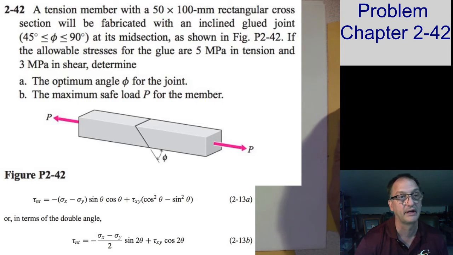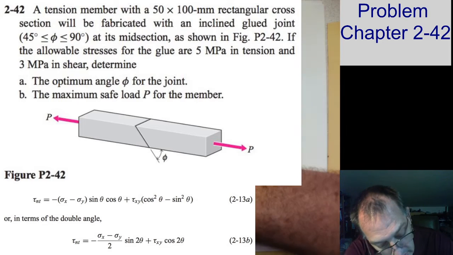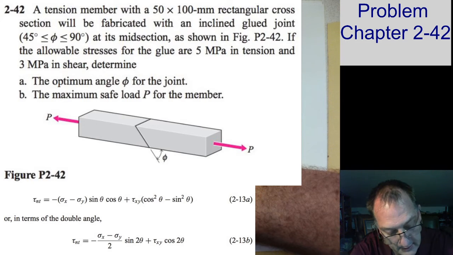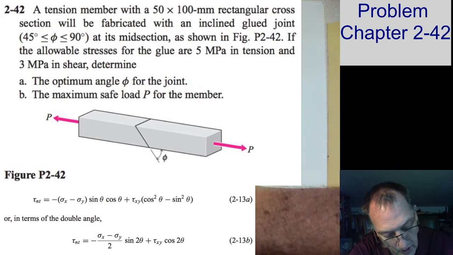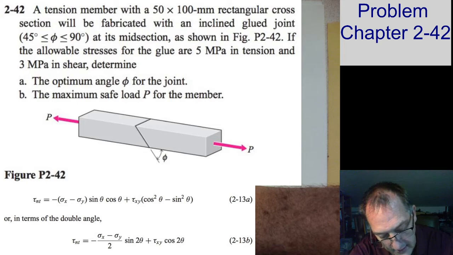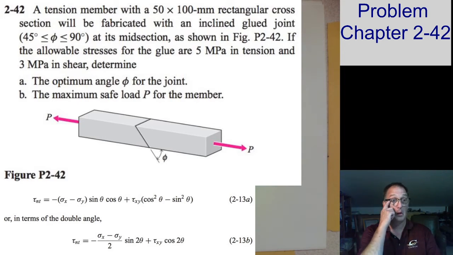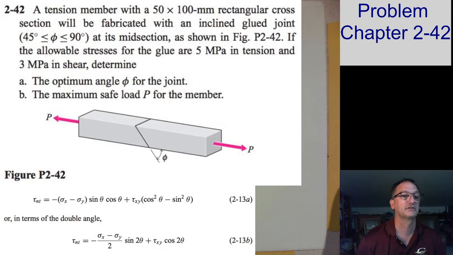How are we going to solve that? Well, what do we know? We know sigma max is equal to 5 megapascals. And we know that shear max is equal to 3 megapascals. All right. They're asking us for theta, that angle phi and the safe load.